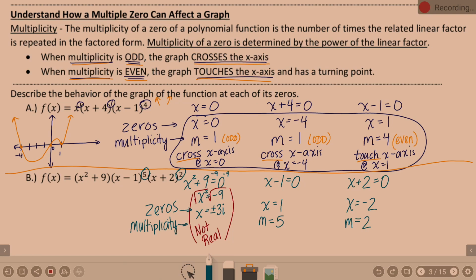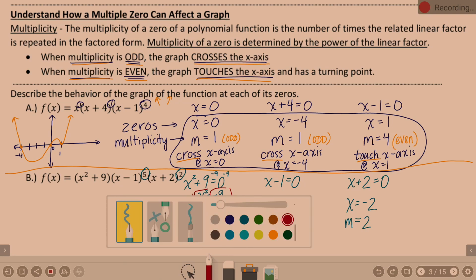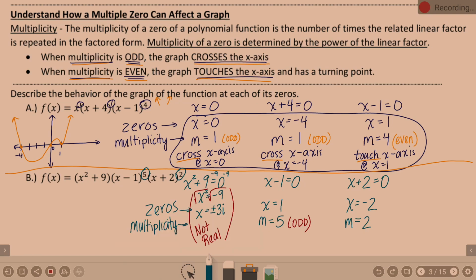Okay. What about the multiplicity of 5? What do you know about the number 5? It's odd. What does an odd multiplicity tell me? It crosses the x-axis. Yeah. When there's an odd multiplicity, it's going to cross the x-axis. So my graph is going to cross the x-axis at x equals 1. Odd multiplicities tell me to cross.